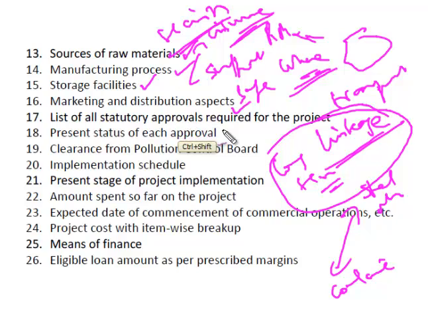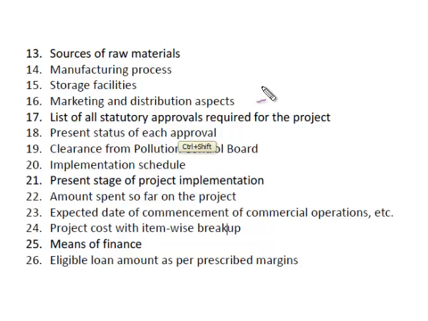Then the list of statutory approvals, very important. Every project will have a specific list of approvals to be obtained from the competent authorities. Usually pollution is a very important approval, but there will be other approvals, right? For example, you start with plan approval. Plan approval is a very important approval. This is usually given by the gram panchayat, if it is in a rural area.